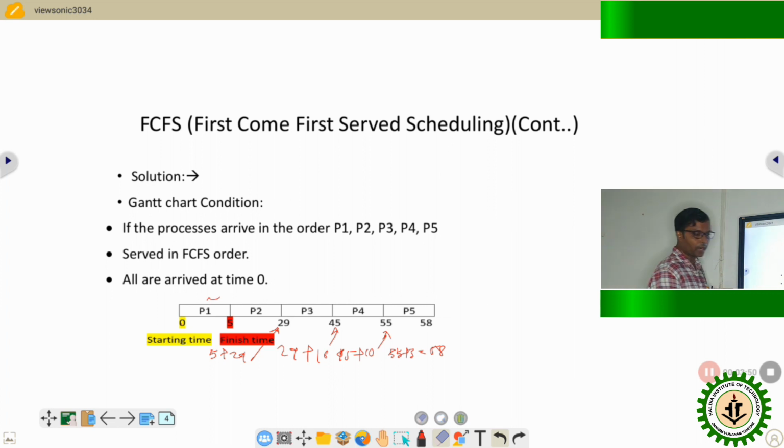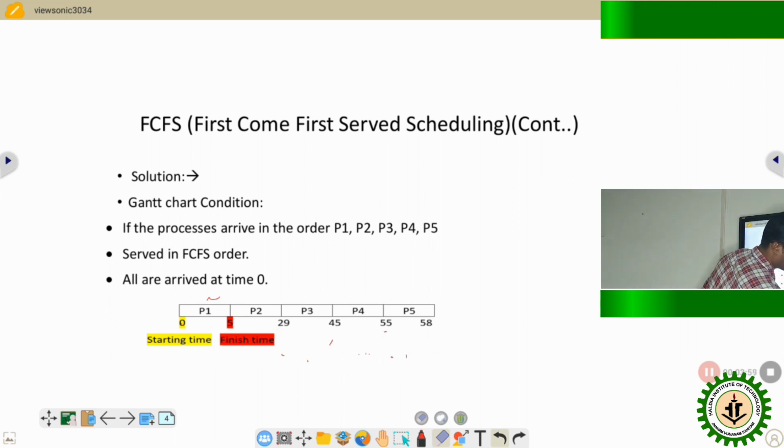It is necessary to prepare the Gantt chart before we can calculate any of the waiting time, turnaround time, response time, relative delay, all those things according to the formula. Let's check.